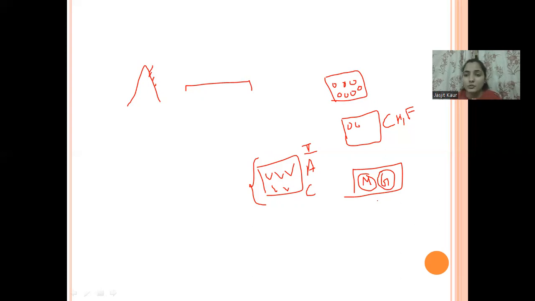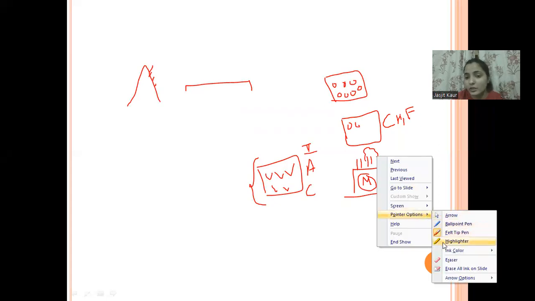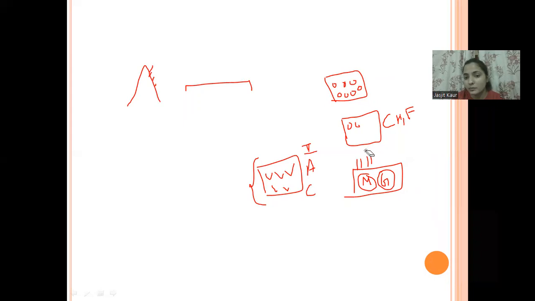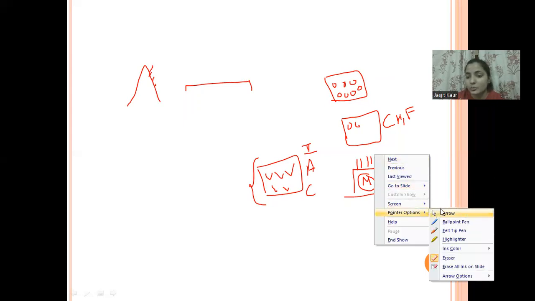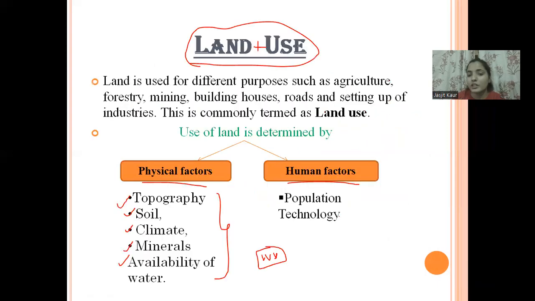With the help of the latest technology, we can use this land to dig out gold from the land, and then we can use it for mining, and also for establishing industries, as we can easily get raw material for the industry. So we can use this land for mining and industries also. Population and technology are the two factors which also affect the land use, how we are going to use one particular land. So these are the physical and human factors which affect the land use.